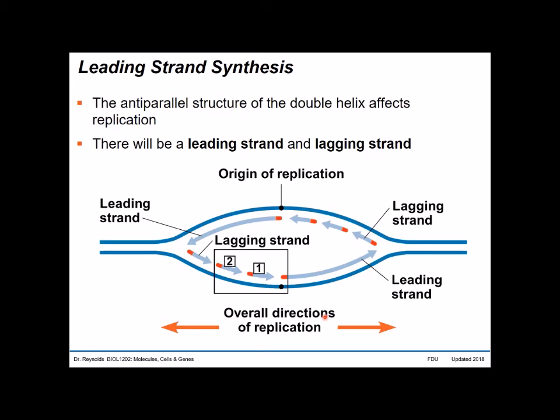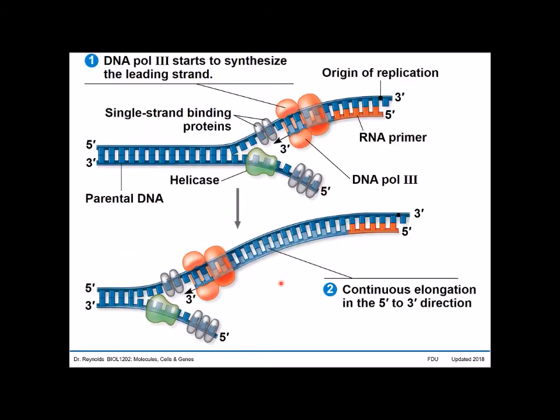So we're going to talk first about the leading strand, because since DNA can only be added onto the 3' end, there's going to be one direction towards the fork, which is really straightforward, and another direction away from the fork, which requires some additional steps because we have to synthesize DNA going in the opposite direction. We call that the lagging strand. But let's start with the leading strand.